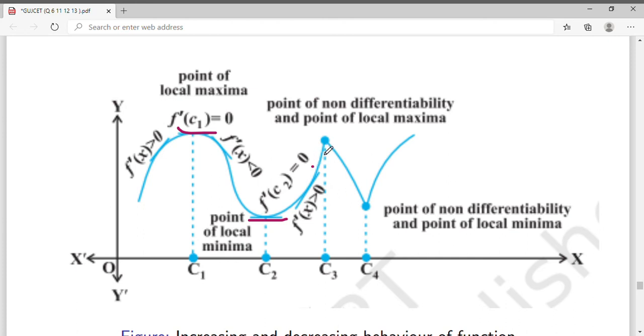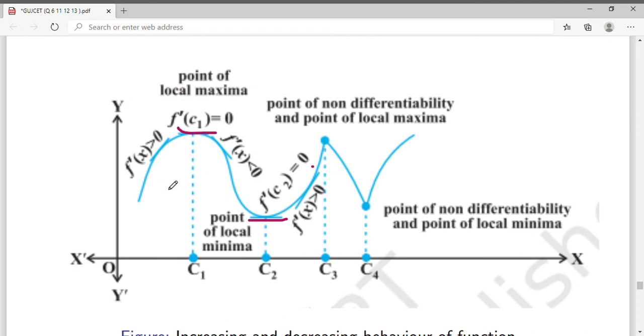In the same way, here we get a corner. Okay, and here again a corner. So these are the points where the function's derivative is not defined. So again these points are known as critical points. So here we have C1, C2, C3 and C4: 4 points that are critical points.